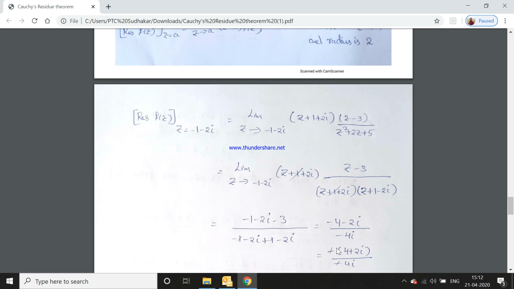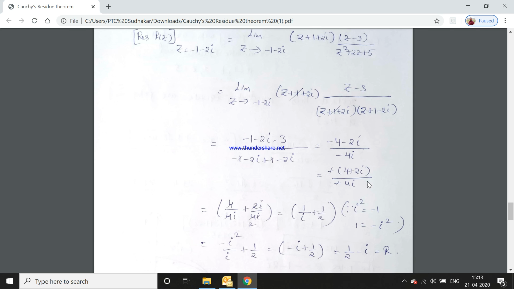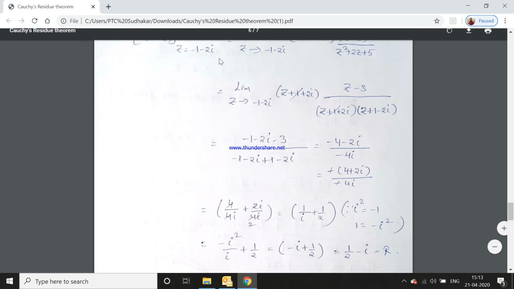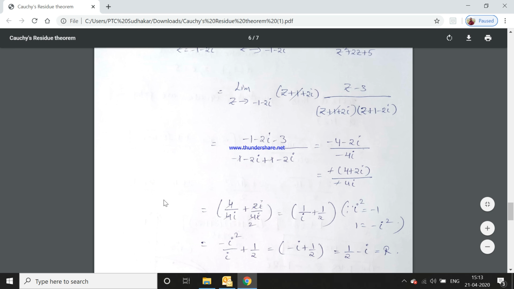In the numerator, minus common, minus minus cancel, 4 plus 2i by 4i. Then we can write 4 by 4i plus 2i by 4i. Then the 4s cancel, we get 1 by i, and in the second term i cancels and 2 cancels with the 4, it is 1 by 2. Then again we write i square is equal to minus 1 and minus i square is equal to 1. So we can write 1 by i as minus i, and we get 1 by 2 minus i. This is our required residue at minus 1 minus 2i.